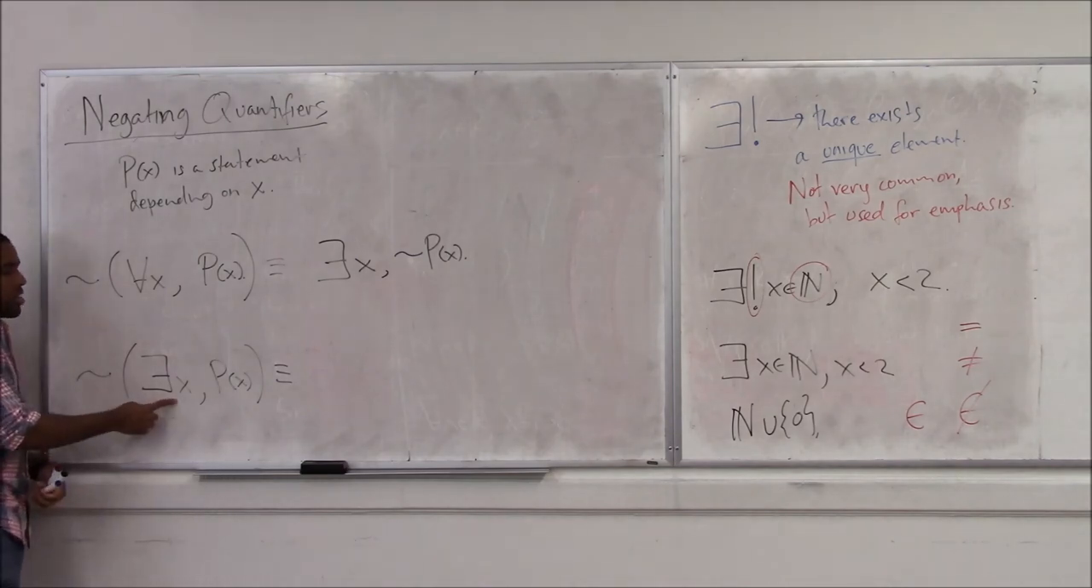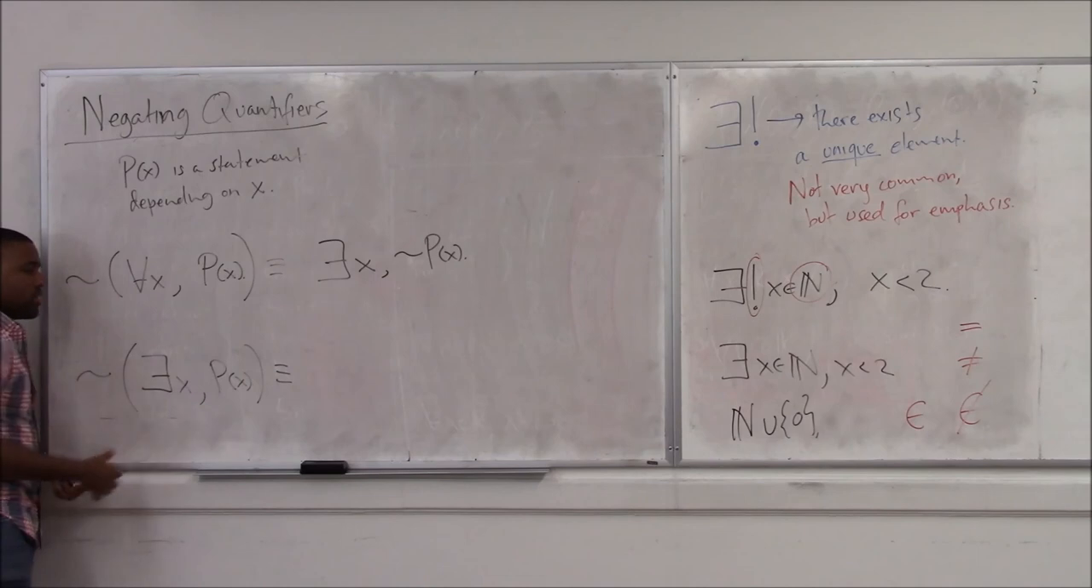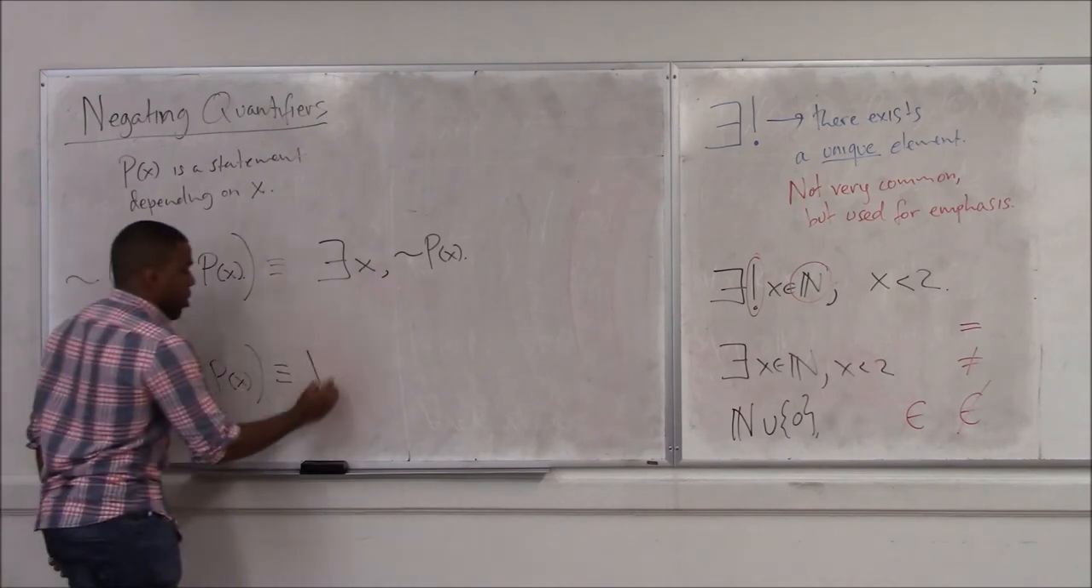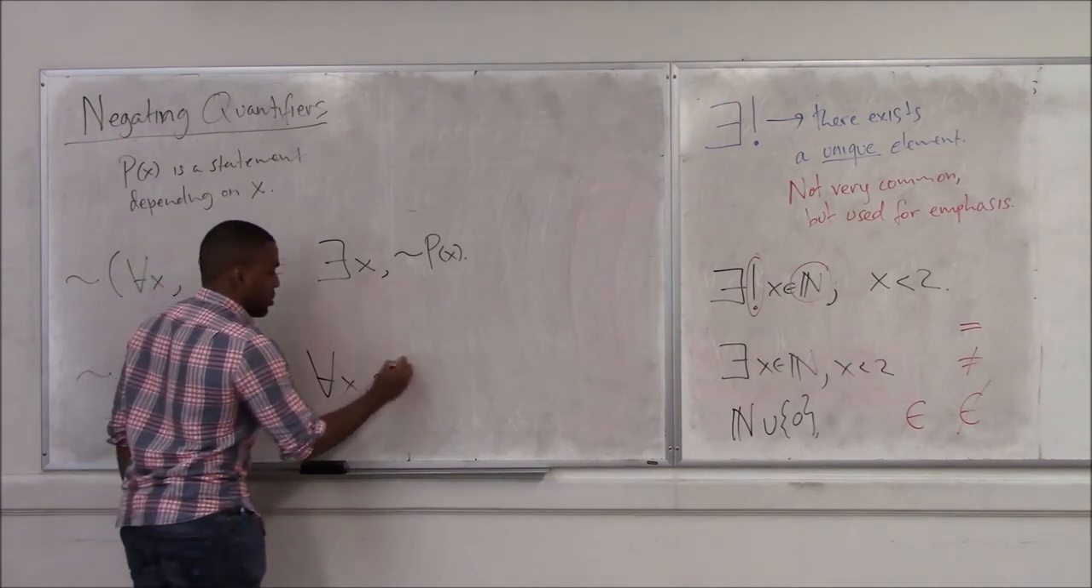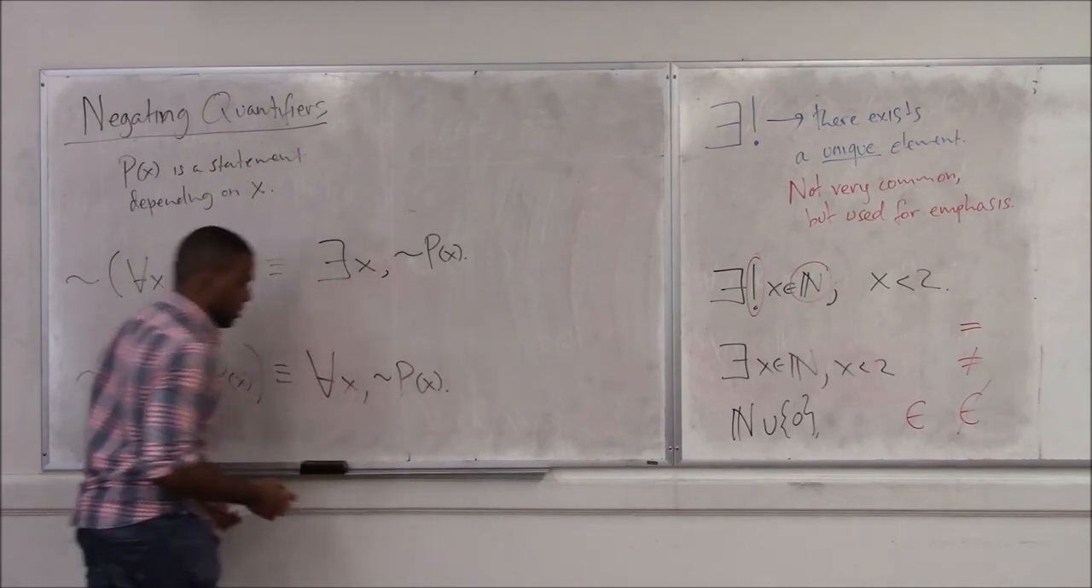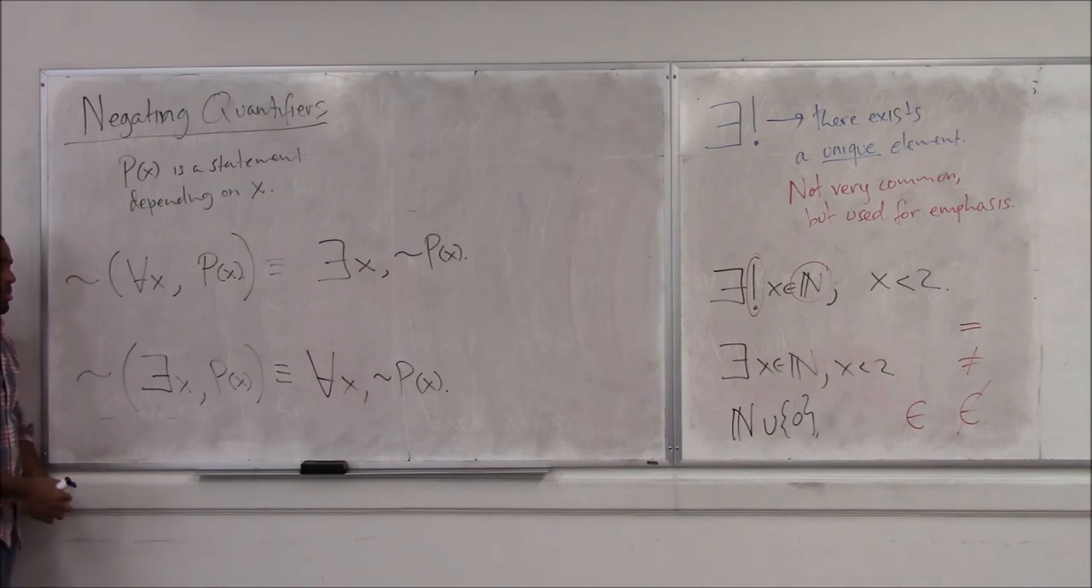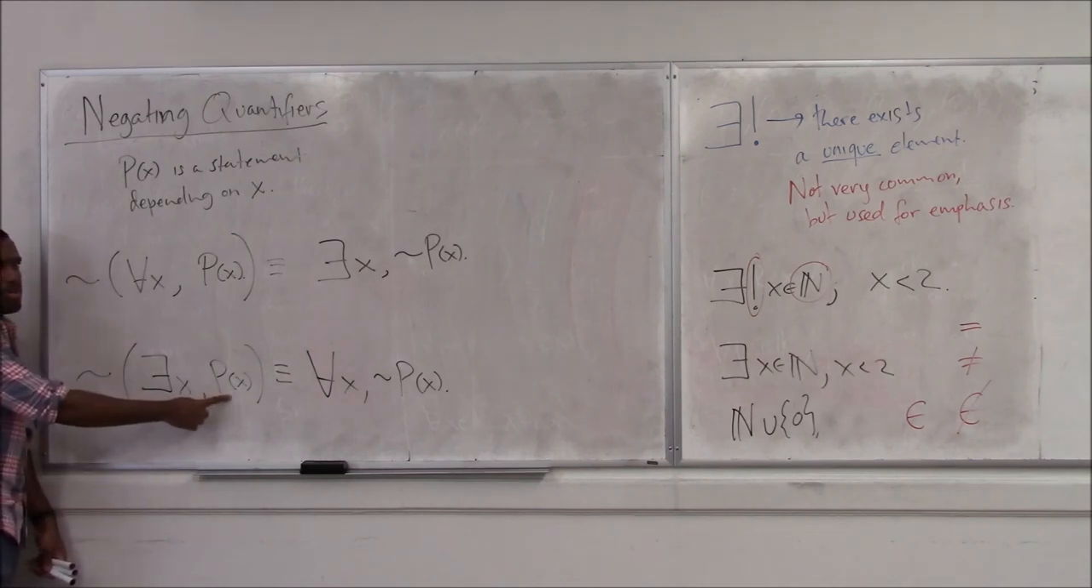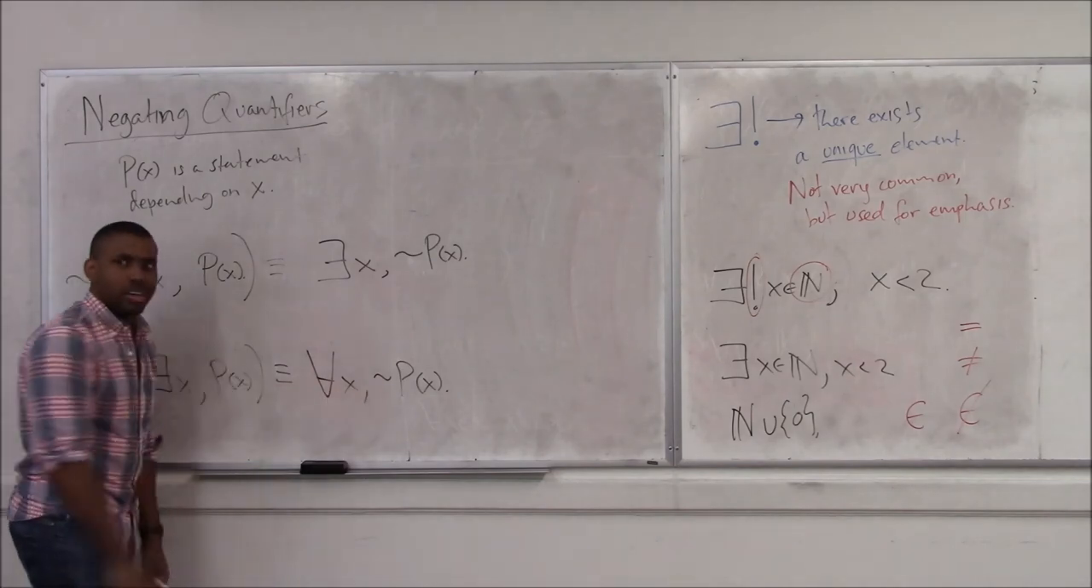If I say, there is at least one person such that P of X is true, what's the opposite of saying that? For all things, it's not true. There exists a negative prime number. No, all prime numbers are not negative.